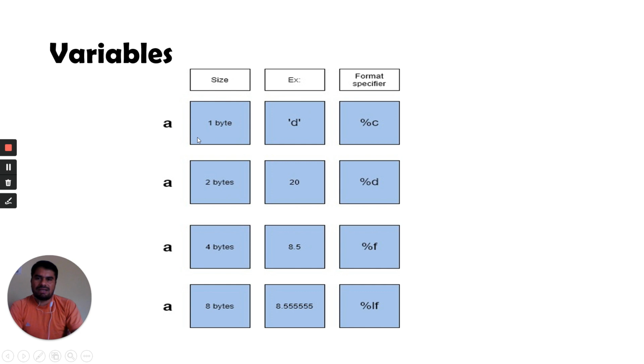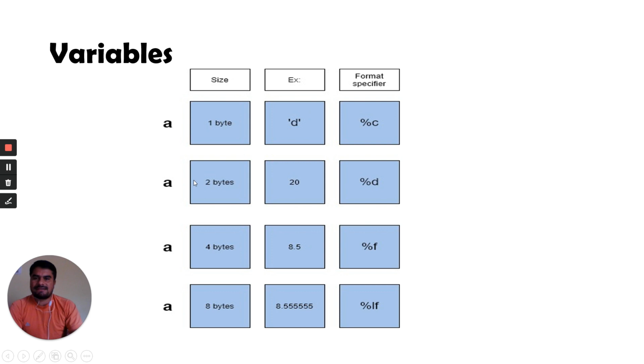So let us go through each and every instance of the variable over here. Just check out how we explain it in four stages. In the first stage, we can see the size, example and format specifier. A is a variable. As I said, its value will change during the execution of the program. Here, since I'm going to store a character called D, its size is 1 byte. And the compiler has to understand which type of data I will input. So that's percentage C, a format specifier to input a character.